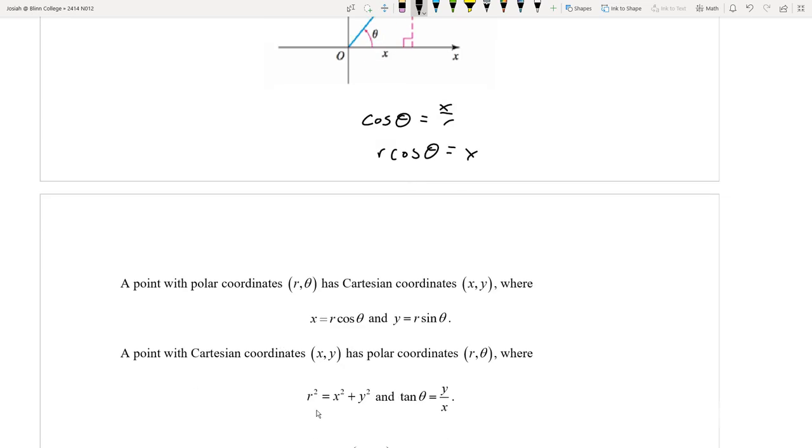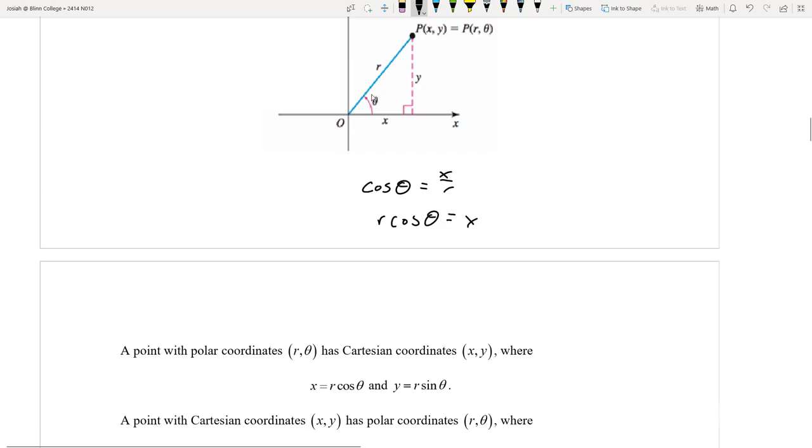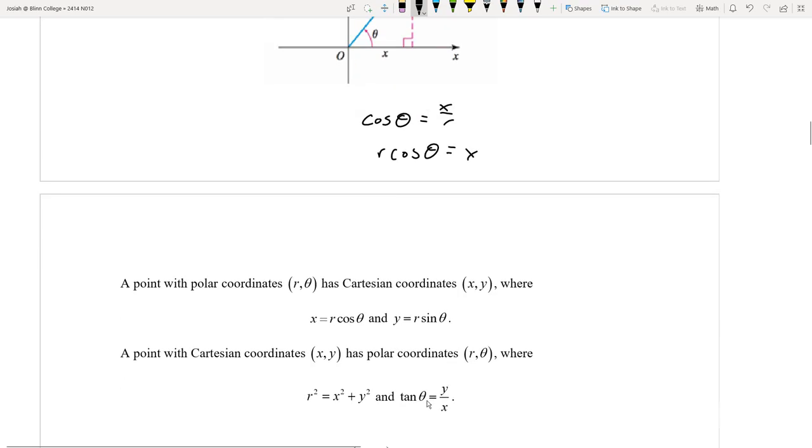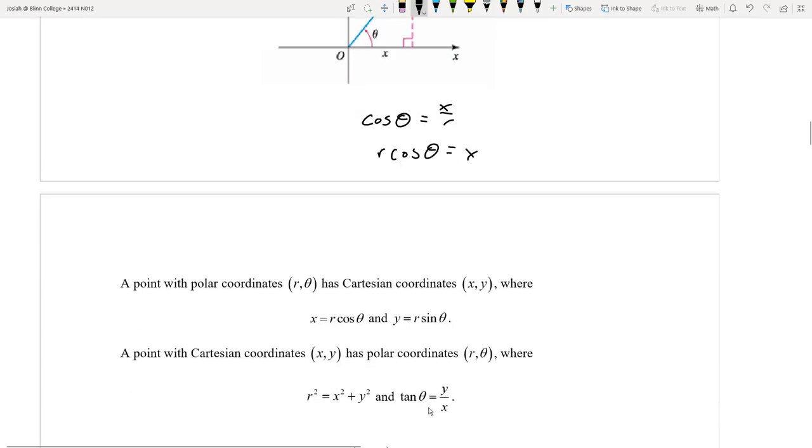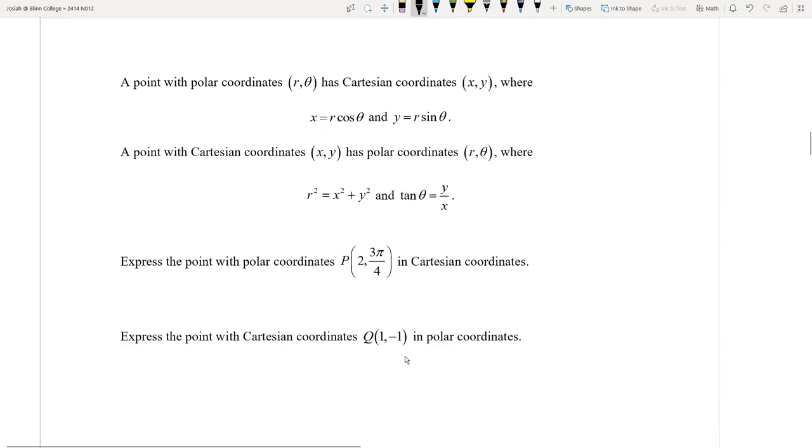We have the relationship that r is a set distance from the pole, which means that any of our points are going to sit on some circle of radius r. So we have that r squared equals x squared plus y squared. And then likewise, we have the relationship with theta, y, and x, where the tangent of theta is opposite over adjacent, so y over x. So we'll go ahead and see how this plays out.